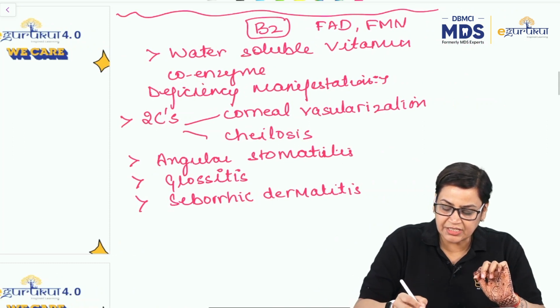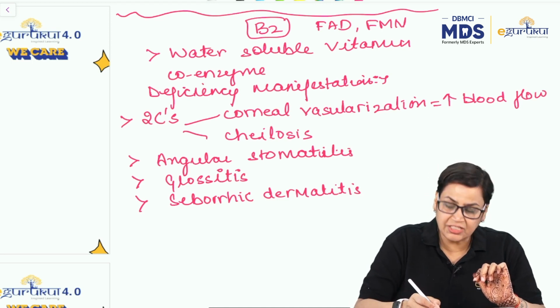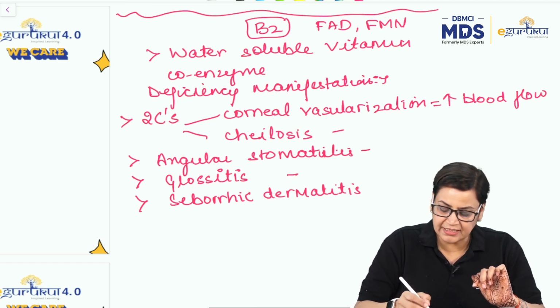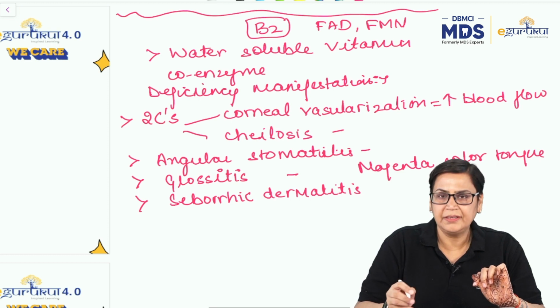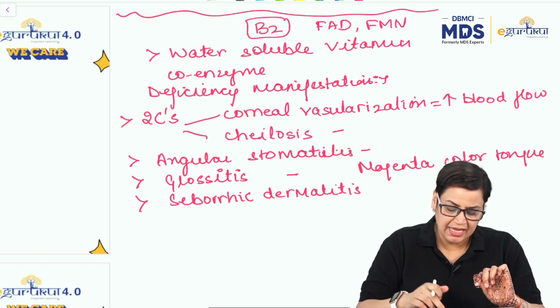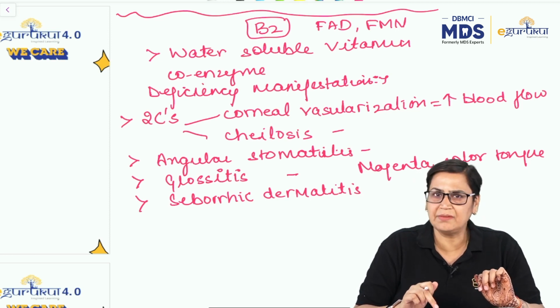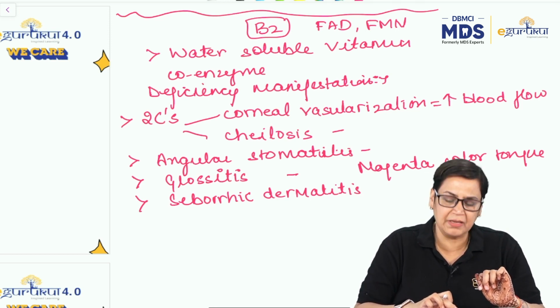Corneal vascularization is there. There is increased blood flow leading to pink color of the eye. Then cheilosis is there. Then angular stomatitis is there. Glossitis is there, which means magenta color of the tongue. Okay, there are fissures at this junction and obviously seborrheic dermatitis is there. So these are the deficiency manifestations of vitamin B2, which is riboflavin, and the active forms are FAD and FMN.